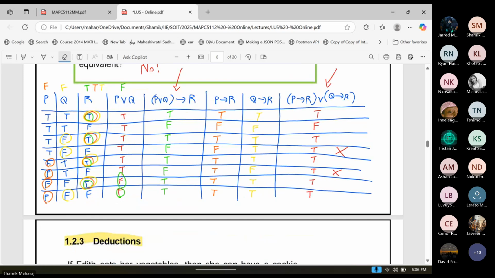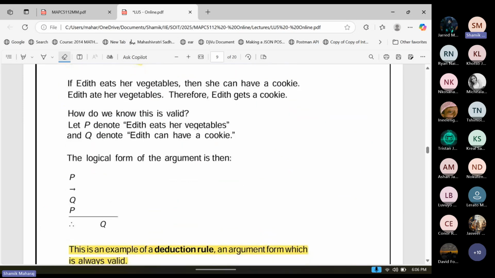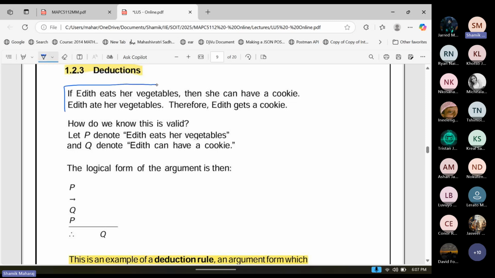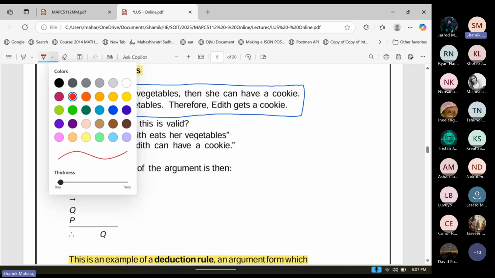Where were we? We did this deductions. So they give us this series of sentences here, and we need to check if it's a valid argument. It says, if Edith eats her vegetables, then she can have a cookie. Edith ate her vegetables, therefore Edith gets a cookie. So this is the thing that we have to construct into some kind of combination of statements, like how we did before, make a statement and then we can make a truth table out of it. They've given us labels to use for each thing, which is helpful. Usually we have to do this by ourselves.